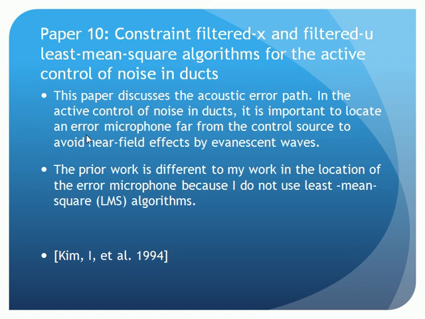Paper 10. Constrained Filter-X and Filter-U least mean square algorithms for the active control of noise in ducts. This paper discusses the acoustic error path. In the active control of noise in ducts, it is important to locate an error microphone far from the control source to avoid near-field effects by evanescent waves. The prior work is different from my work in the location of the error microphone because I don't use least mean square algorithms.